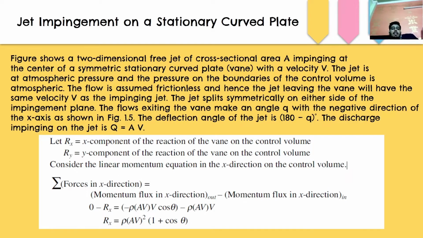Considering the linear momentum equation in the x direction for the control volume, the summation of forces in the x direction equals the momentum flux in the x direction out minus the momentum flux in the x direction in. Further, 0 minus Rx equals minus rho A v v cos theta minus rho A v into v, which gives Rx equal to rho A v squared into 1 plus cos theta.